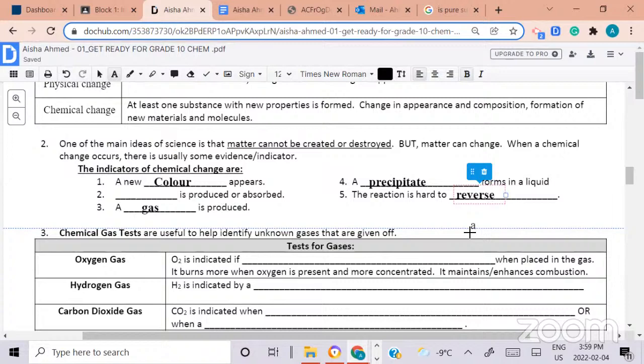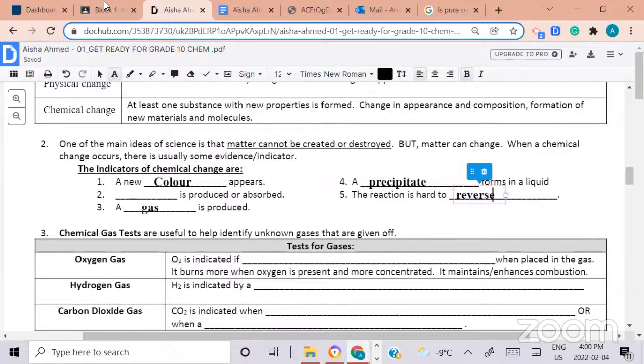Anyways, blank is produced or absorbed. Let me think about this one. If you have a chemical change, you would have either a new color appearing, a gas is produced, a precipitate, a reaction that is hard to reverse, something is produced. What about bubbles? Bubbles are an indication that a gas is produced. When gas is produced, you would see those bubbles.